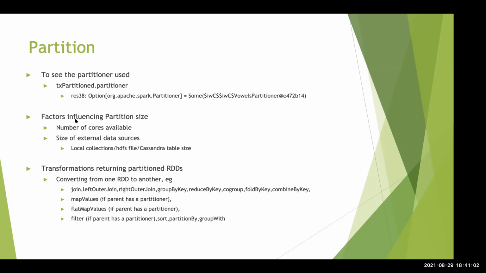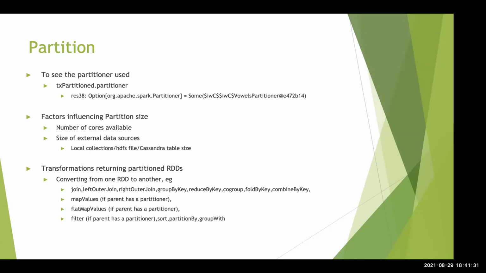What determines the partition size? How many partitions should you have? What are the factors which determine this? The number of cores available, and for that matter, I will say even the memory also. The size of external data sources, how big they are, and for that matter, even your logic also. So these are a few factors which determine how many partitions should be there.